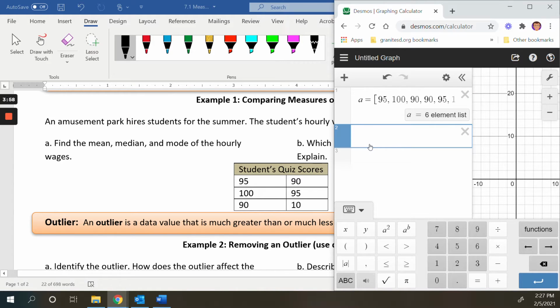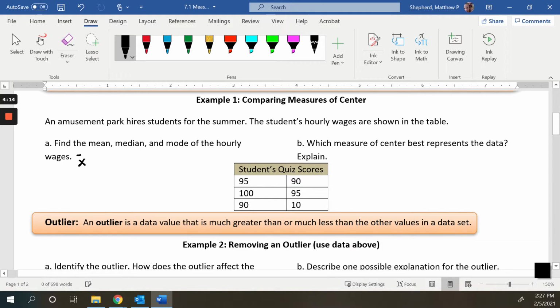Well, now, Desmos is going to do a lot of the work for me. If I type in mean and then I put A inside, it has now calculated for me exactly what the mean is. Now when we write down mean, a lot of times we'll simplify it by using x with a bar over it. So this is to say the mean. And our mean was 80.